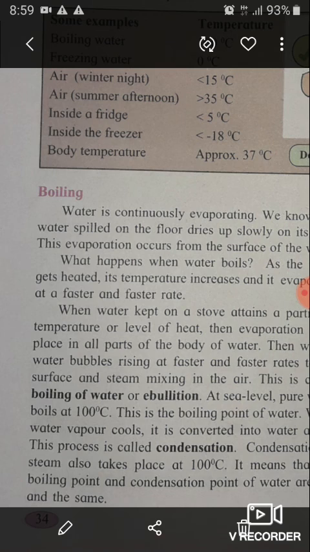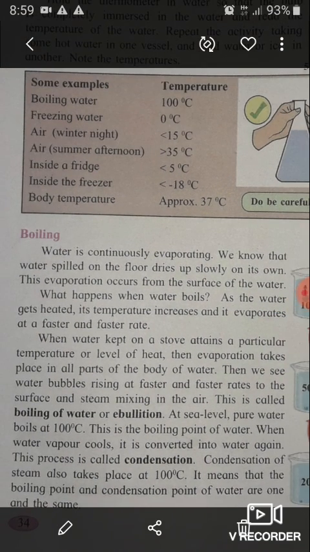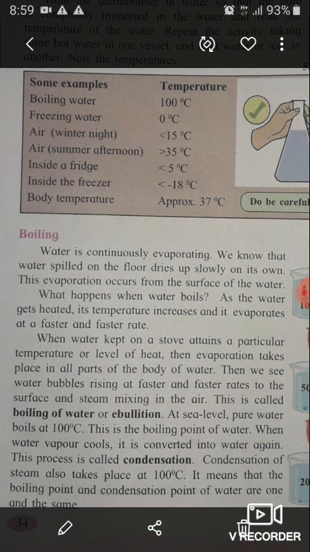When water kept on the stove attains a particular temperature or level of heat, then evaporation takes place in all parts of the body of water. Then we see water bubbles rising at faster and faster rates to the surface and steam mixing in the air, and this is called boiling of water or ebullition. At sea level, pure water boils at 100 degree Celsius. This is the boiling point of water.